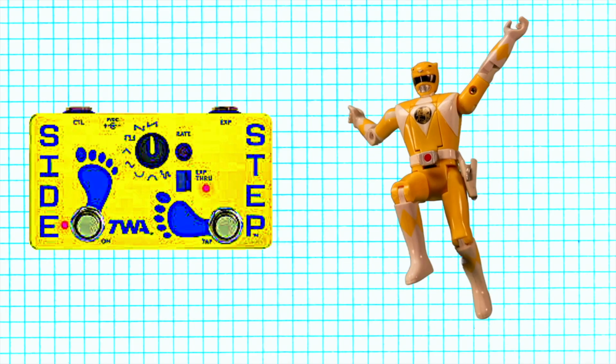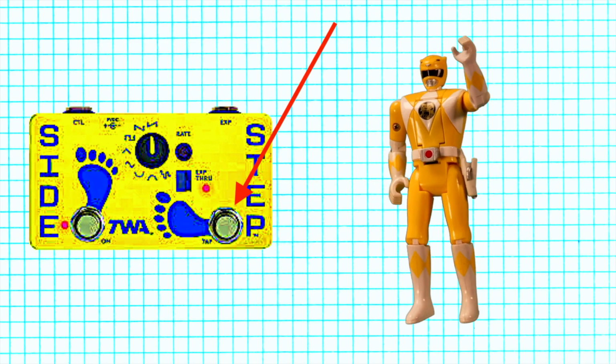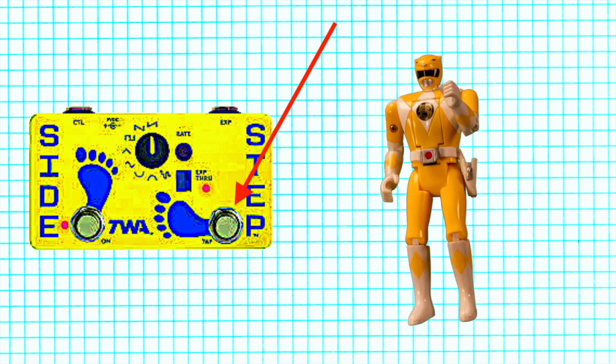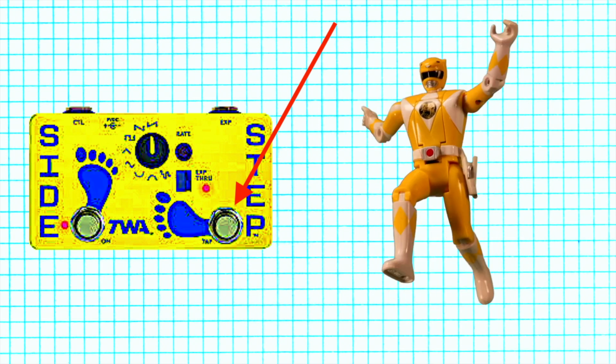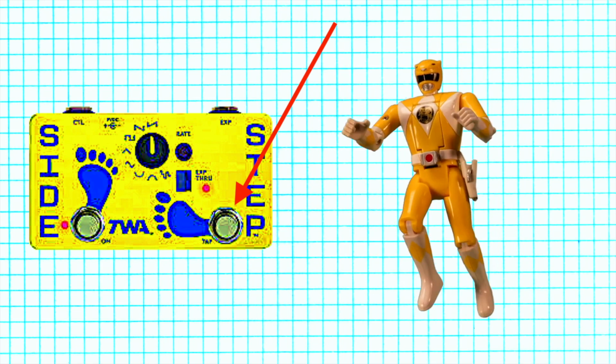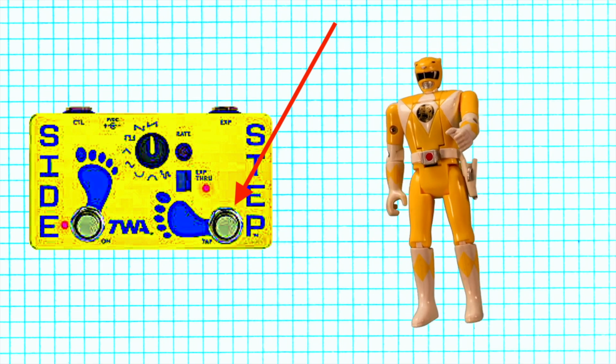But not only that, the Sidestep also has a tap tempo control, so you can use that to match this effect to the tempo of the song you're playing, and that way it'll become part of the rhythm. Here's me using that on single notes.